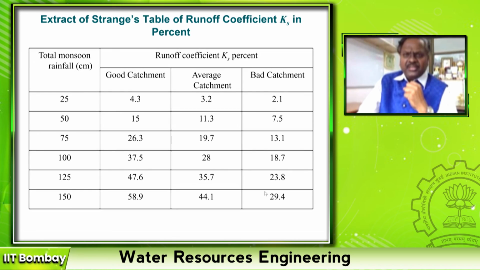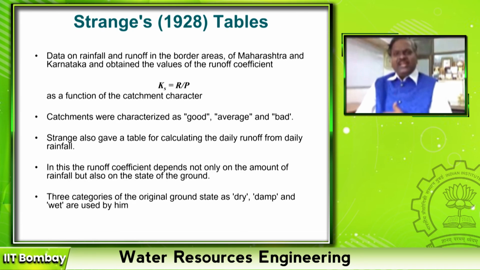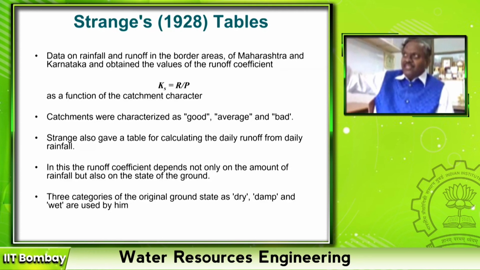The highest runoff coefficient given by Strange for monsoon rainfall is only 30%, for very heavy rainfall. Right? So this is for monsoon, whereas for daily data, he classified the catchment into three categories, right? Dry, damp, and wet. So already you have three catchment characteristics: good catchment, average catchment, and bad catchment.